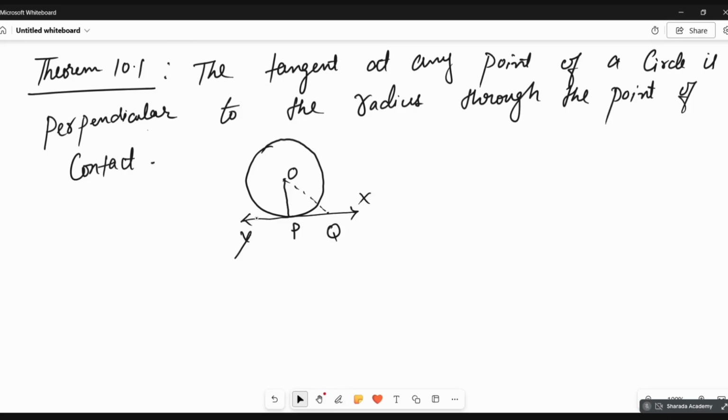Again, I repeat, the tangent at any point of a circle is perpendicular to the radius through the point of contact. XY is the tangent, OP is the radius. At the point of contact P, the angle is 90 degrees, that is, they are perpendicular. You have to prove this. If you prove that OP is the shortest distance to XY, you can't draw any other line shorter than OP. That means OP is perpendicular to XY. Write down this proof.